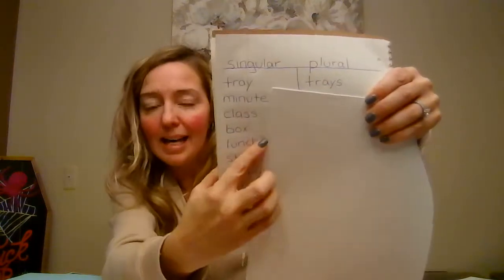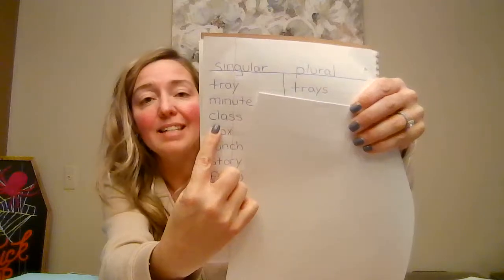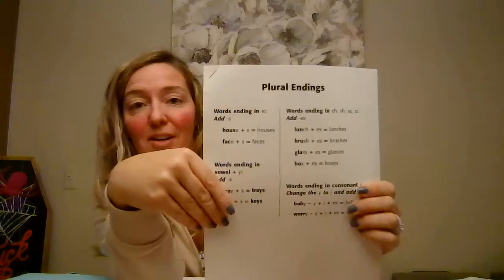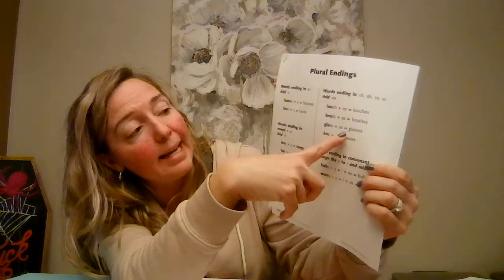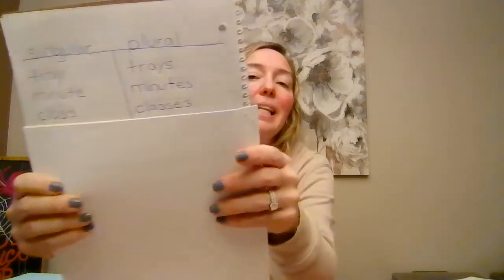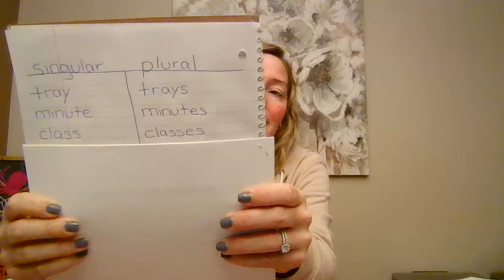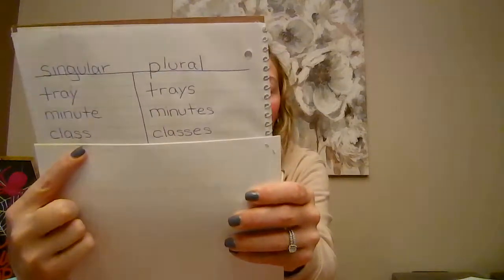The next word is class. I see a double S. When I look at our plural endings and I see a double S right here, the rule says if we have a double S like in glass, we have to add ES. So what Miss Miller did is I added ES to class to make it classes, ES, since we have a double S at the end.